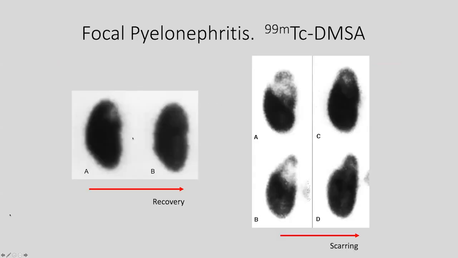Here we can see an example where the left upper pole has a defect during the acute phase, and then after some time, you can see that there is recovery. Contrary to that case, this other case shows early lack of function, quite extensive on the upper pole, both in the anterior and the left posterior projection. And over time, this defect remains, and it's very sharp. So this is what one can be more confident is scarring and not an acute change.